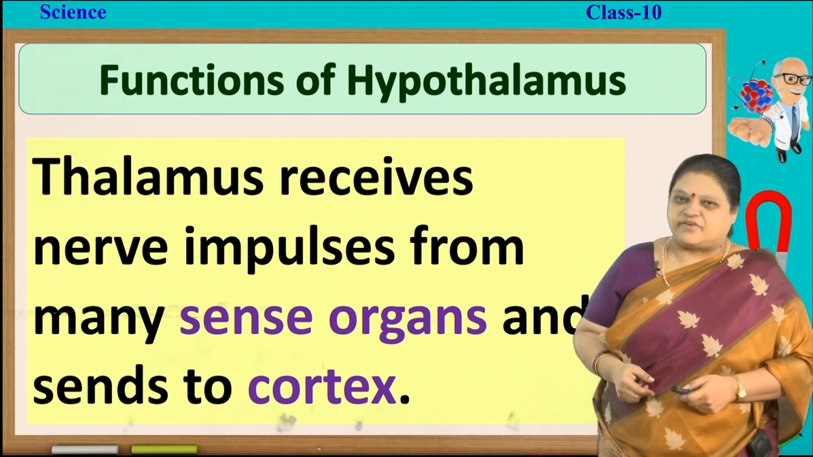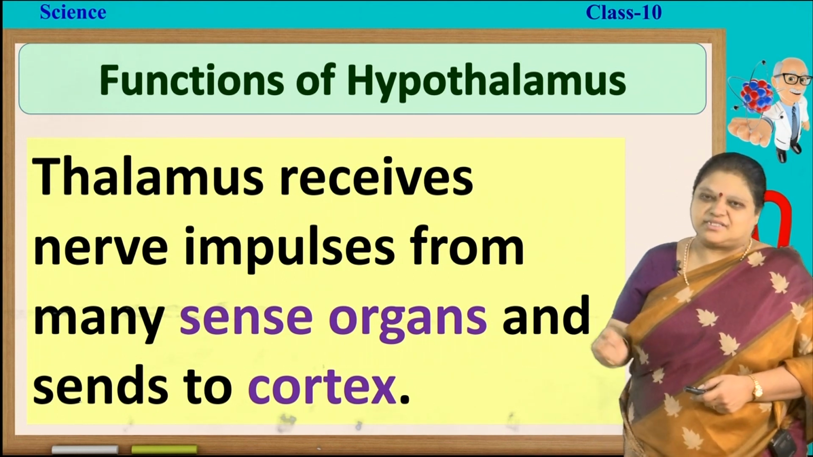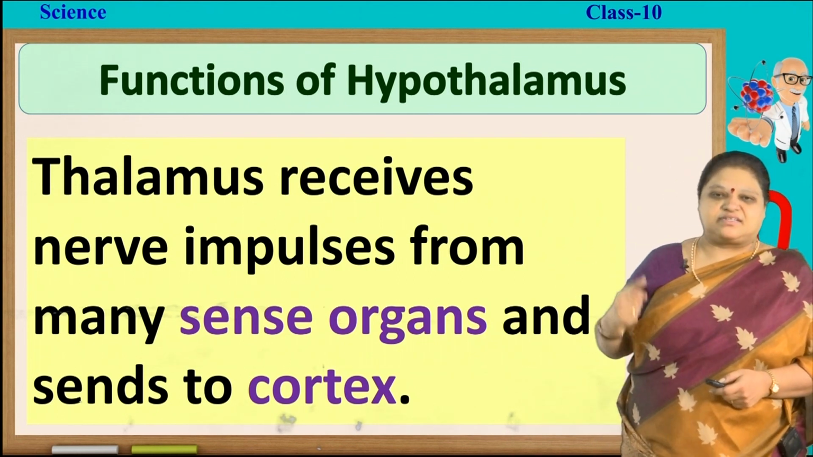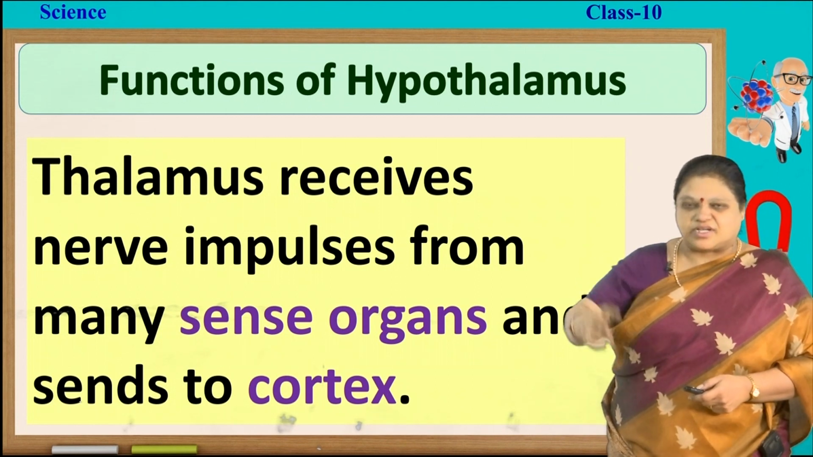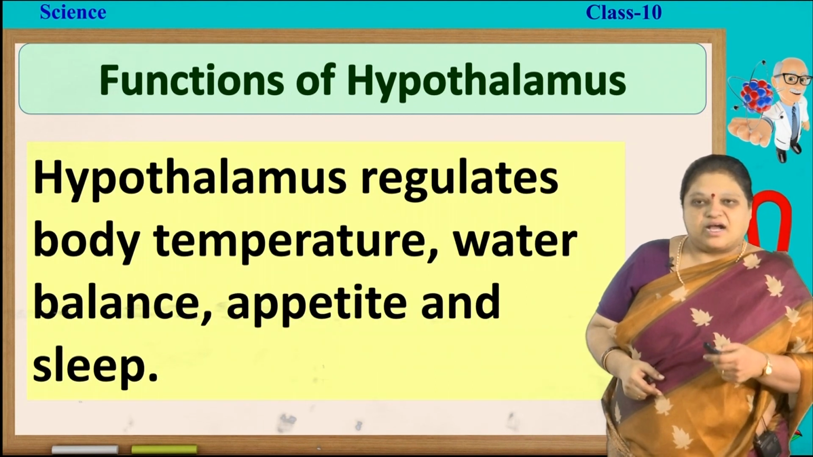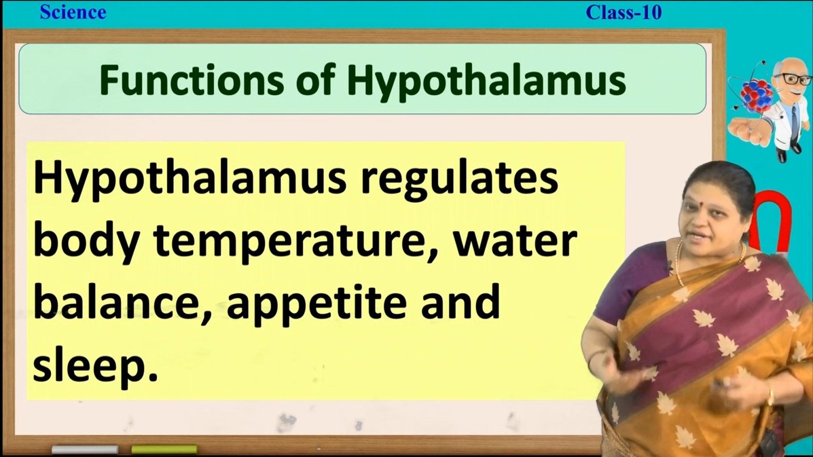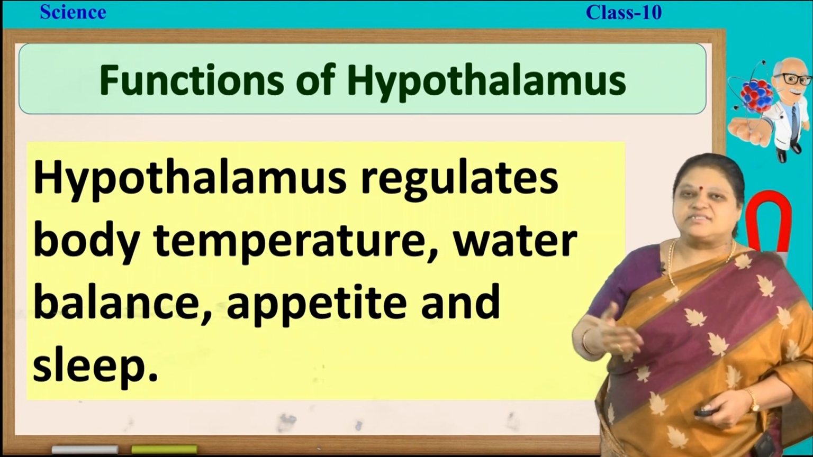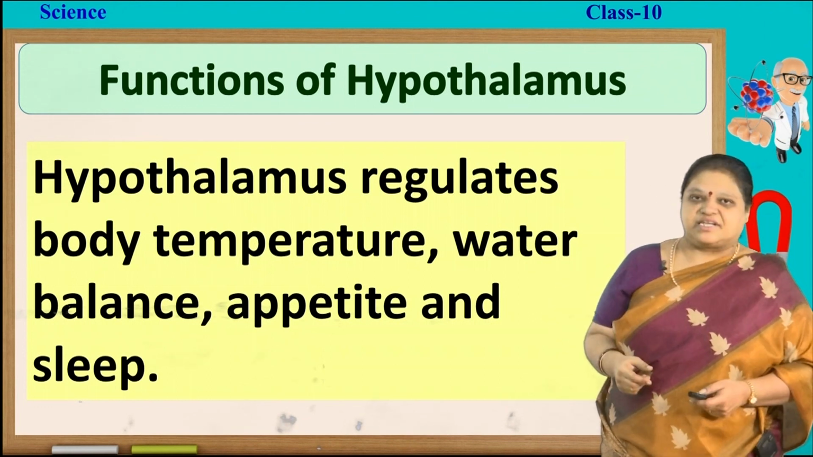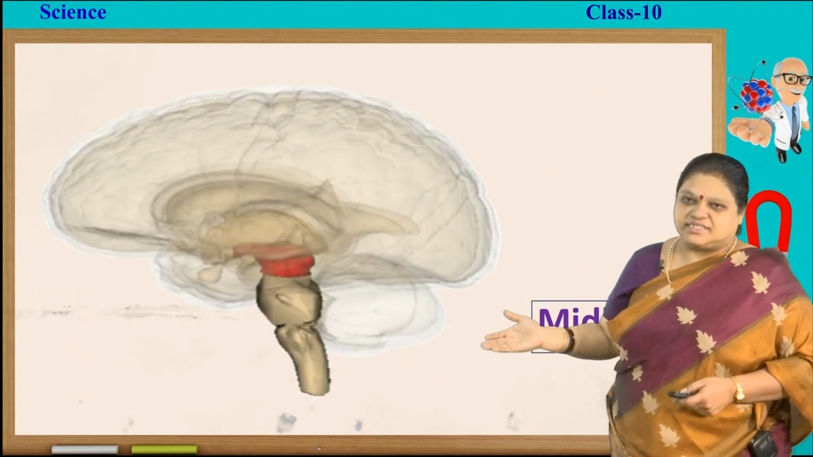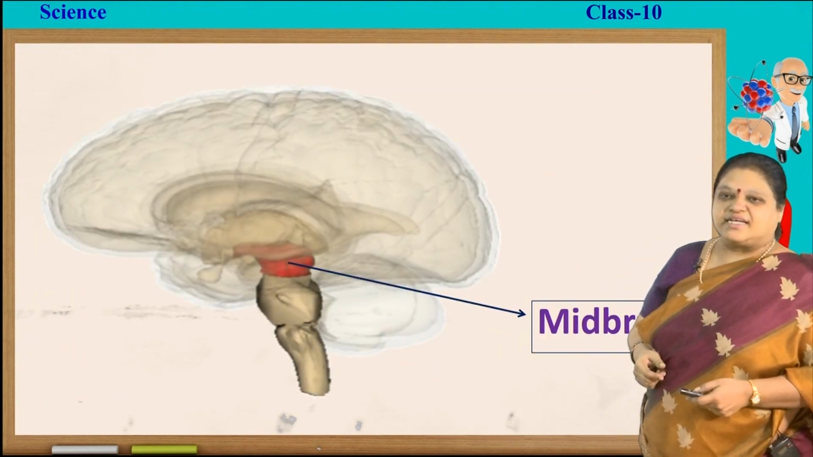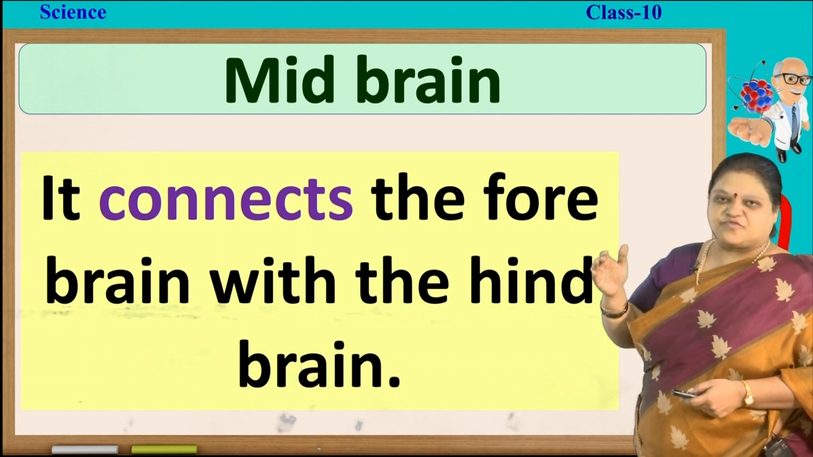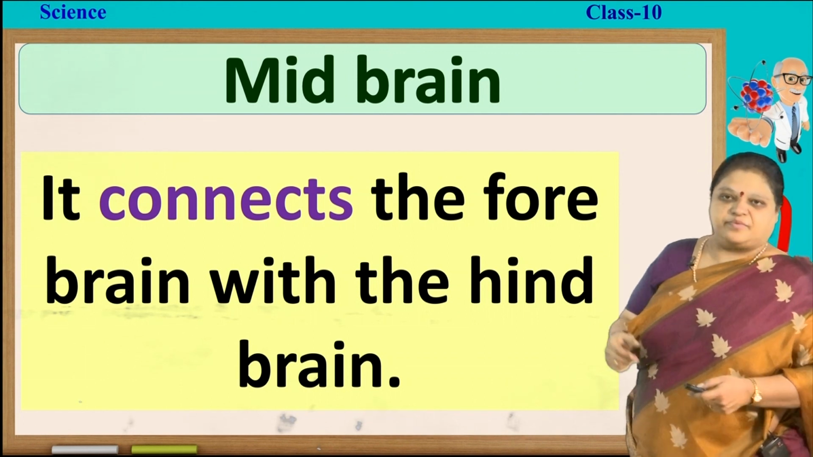Next, functions of the thalamus and hypothalamus. The thalamus receives nerve impulses from many sense organs and sends them to the cortex. Then the hypothalamus regulates body temperature, water balance, appetite, and also sleep. So this is the midbrain. It acts as the relay station. It connects the forebrain with the hindbrain.